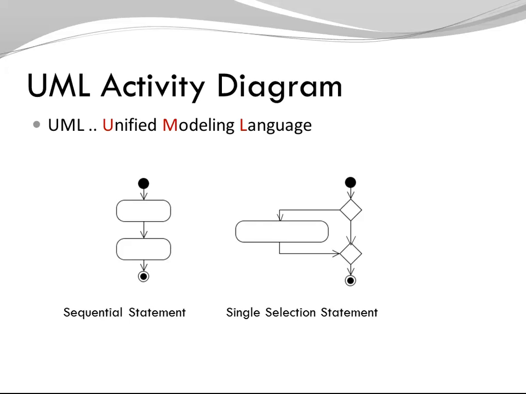Let's have a quick look at the activity diagram that we just introduced. It's part of UML, which stands for Unified Modeling Language, and it allows us to graphically represent the actions that are taken and to show the order in which those actions are taken. Here is an activity diagram for sequential statements, 1 action after the other, and here is an activity diagram for single selection statements where I split up in 2 different paths that are merging again.